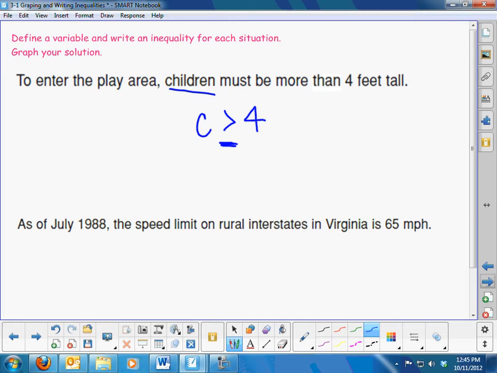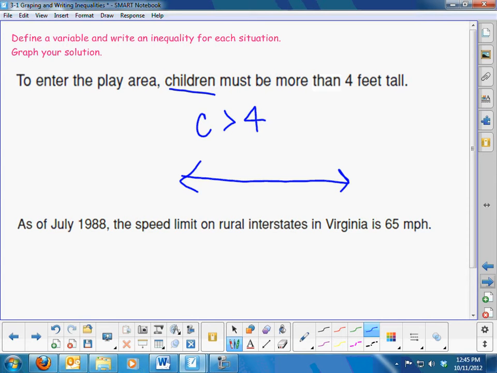Can it be greater than or equal to? Can the child be exactly 4 feet? Can they be equal to 4 feet? Nope. They have to be more than 4 feet. So I just want to simply say c is greater than 4. Now you guys go ahead and draw a number line and graph that for us. All right, once you finish graphing it, let's look at the next one.